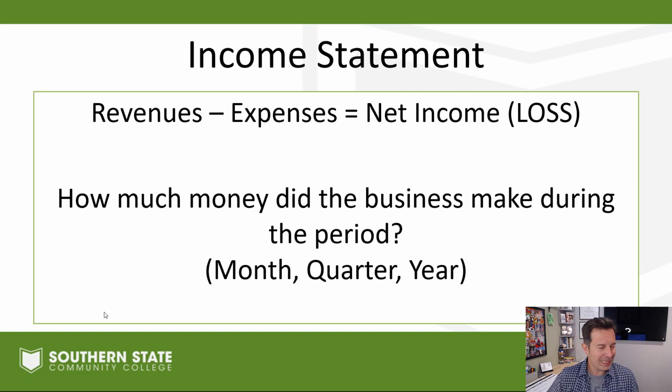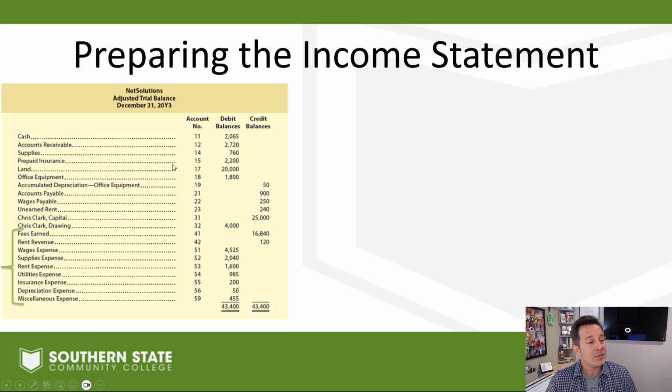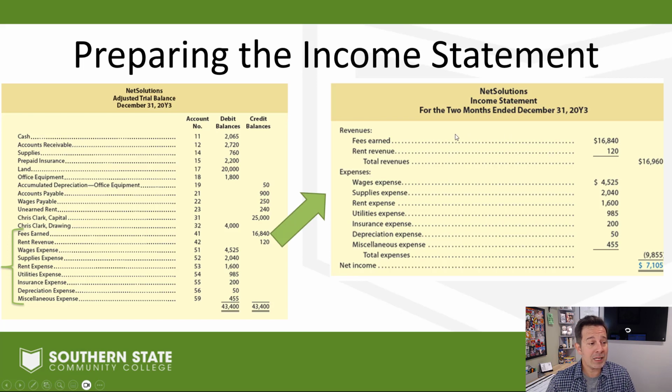That's the idea behind our income statement. So how do we get from here, our adjusted trial balance, to the income statement? Well, like I said, we isolate that bottom part of the trial balance where we have our income statement accounts, and then we just plug them into the format for the income statement.